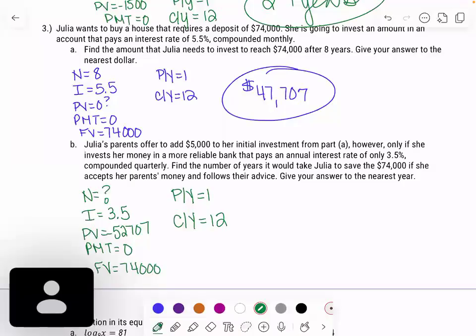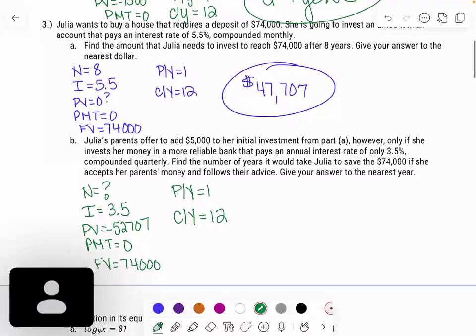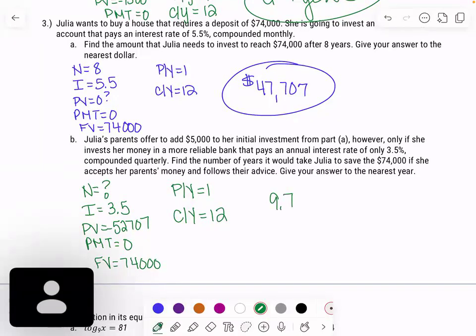So I'm using the app again, but this time I want to know the number of years. And I'm going to go, after I've entered everything, to N and do alpha, enter. I forgot to do the negative for the principal value, so it said error. All right. So I get 9.71 years about, so about 10 years because it says in the directions to the nearest.